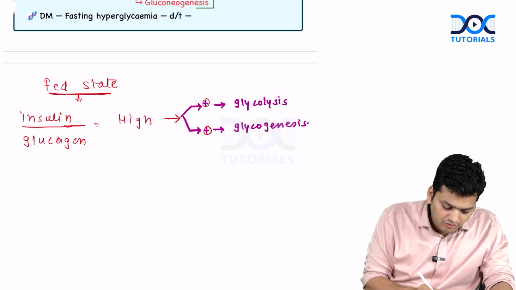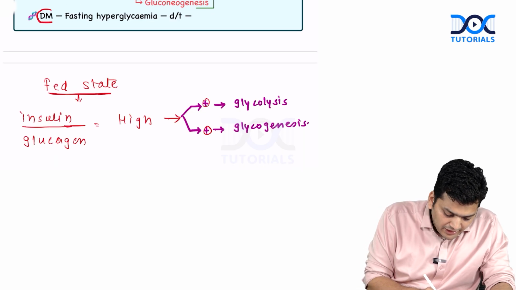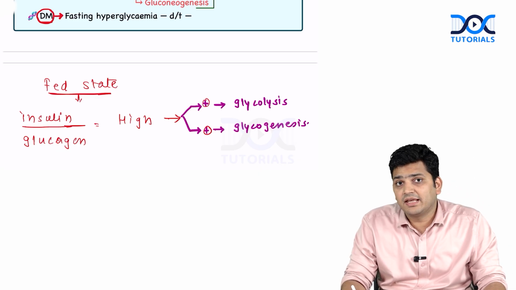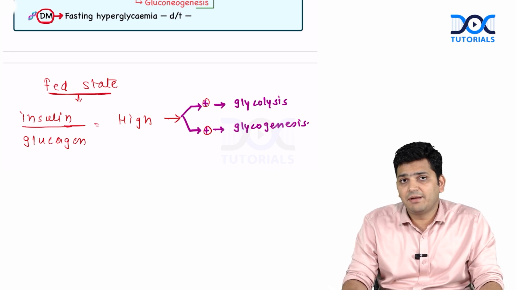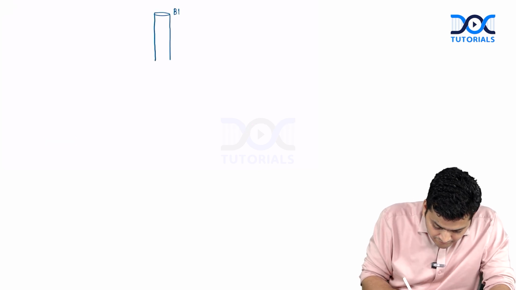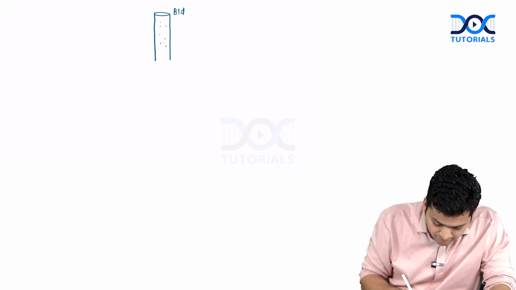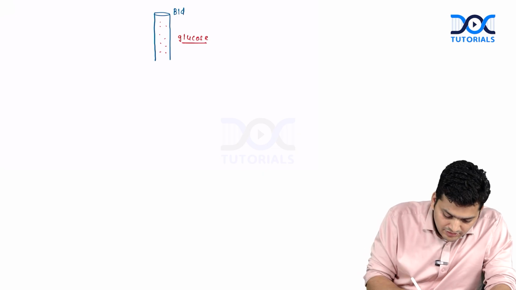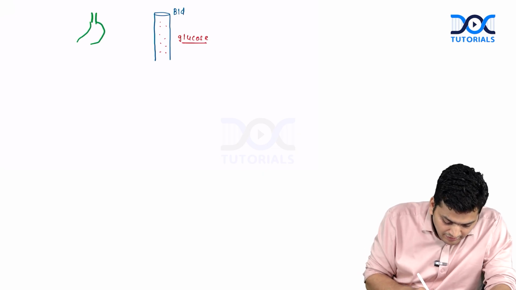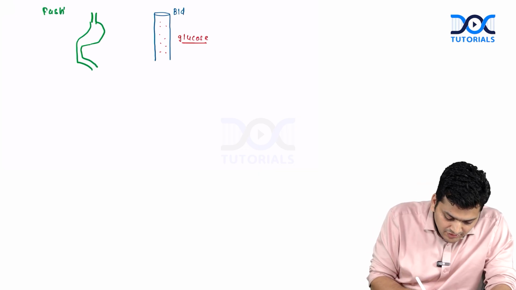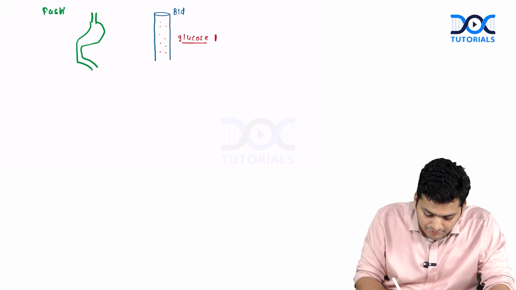Now coming to why there is fasting hyperglycemia in diabetes mellitus. Why is there more glucose in the fasting state in the diabetes patient? Let me elaborate the question more. What I am trying to make you understand here is the representation of the blood. In a patient of diabetes, there is more glucose in the blood, right? The glucose level is more. Now I am saying there is a patient of diabetes who has not taken any meal for the last 24 hours. He is in the fasting state. But still when we check the glucose, his glucose is coming high.